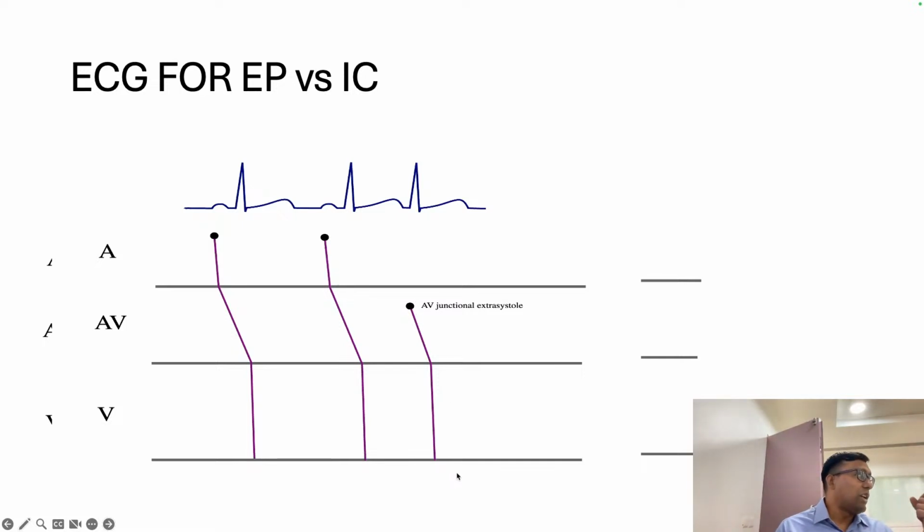After that, the EP part two will start: why the patient is behaving like this. One beat is coming from the junction, which is not expected behavior. With APCs, a junctional beat should not come.